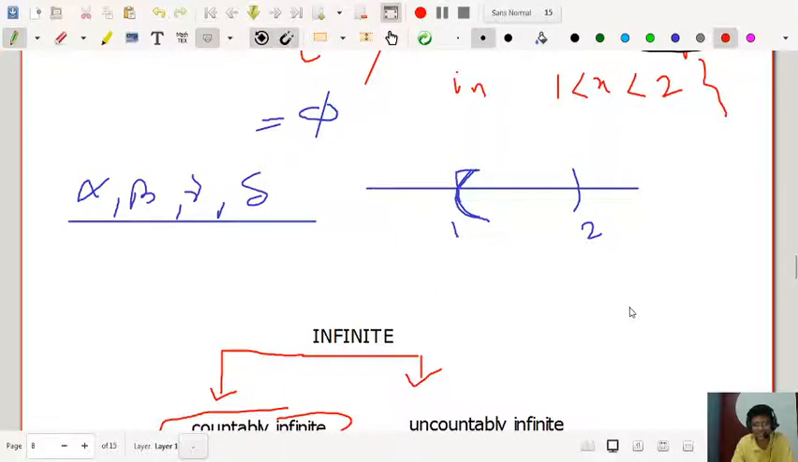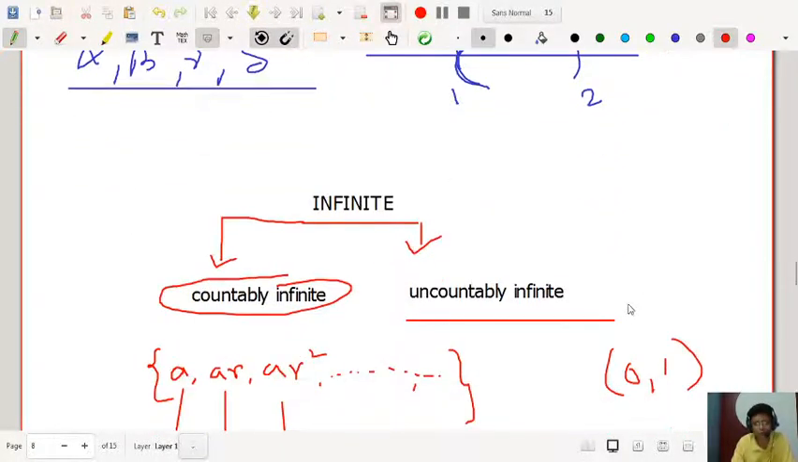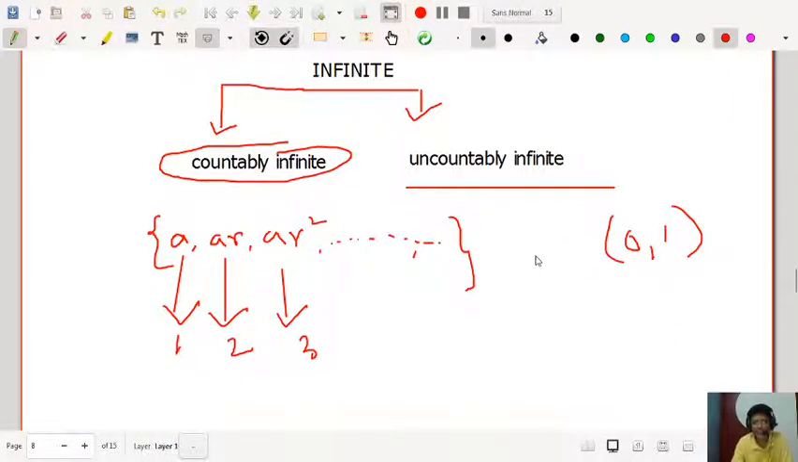Got it? Yeah, it's uncountable. It's a beautiful concept, isn't it? So any interval you are talking about, suppose you are talking about the life length of an electric bulb, you cannot count that. It's an interval. It can be zero, it can be 100 hours. So that is uncountable. Any number between any interval is uncountable. Numbers between 0 to 1, 1 to 2, whatever. You take any interval, that is uncountable.